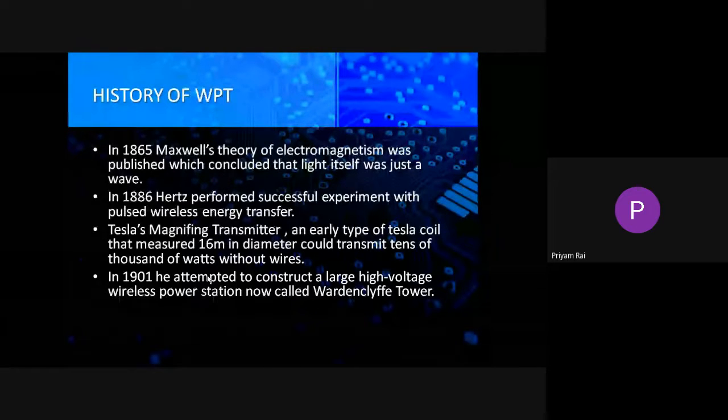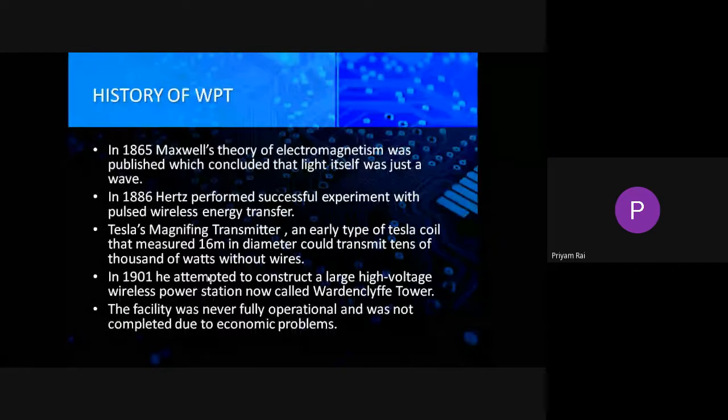In 1901, at Shoreham, New York, he attempted to construct a large high-voltage wireless power station now called Wardenclyffe Tower. But by 1904, investment dried up and the facility was never fully operational and was not completed due to economic problems.